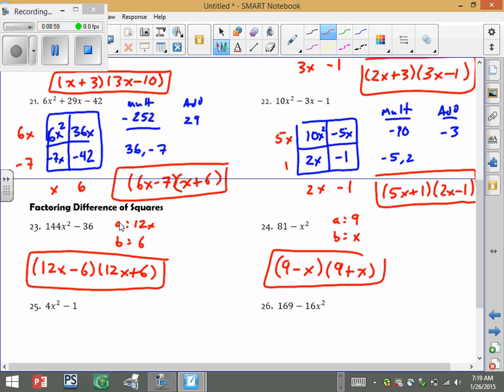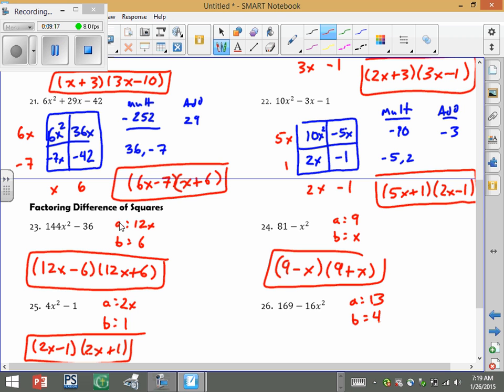This is where knowing those perfect squares is going to come in really handy. Here you got 2x as A, and 1 is B. So 2x minus 1, 2x plus 1. And then finally 169, the square root of that is 13. And B here is 4x, so we end up with 13 minus 4x, 13 plus 4x. And that's difference of squares.